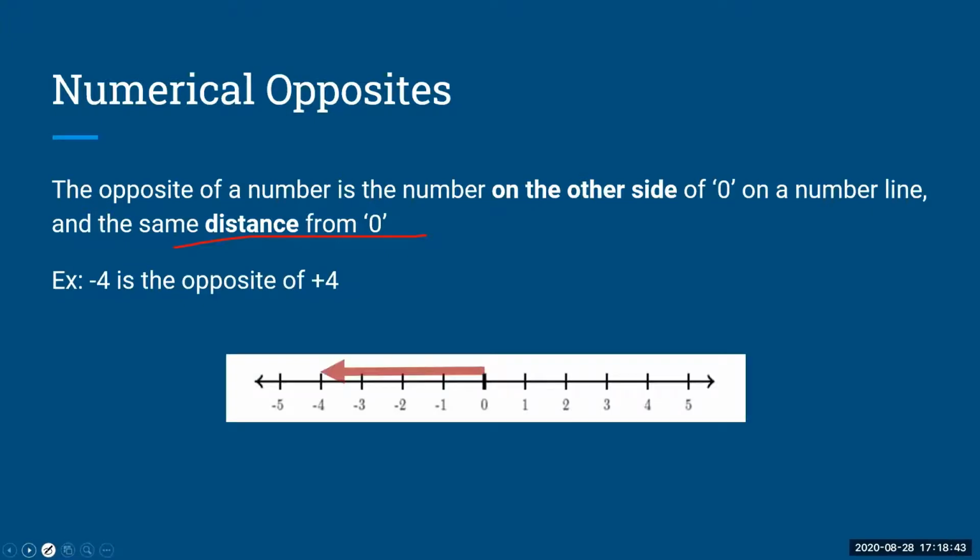So on this number line, see -4 right here. It's 4 units away from 0. 1, 2, 3, 4. So there's -4. And the opposite would be 4 units also away from 0, but on the opposite side. So 1, 2, 3, 4. Right.